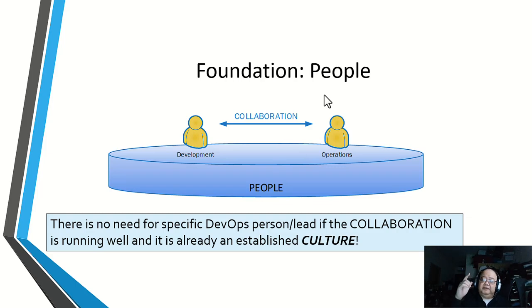I have now finished discussing the importance of the people. This is why DevOps is a culture. Next, I'm going to discuss the process, but that process itself is still related to the culture. That culture may or may not drive the process to be chosen. Again, it's up to you, as long as you already have the people and the collaboration established.